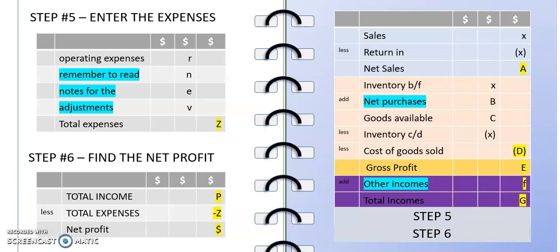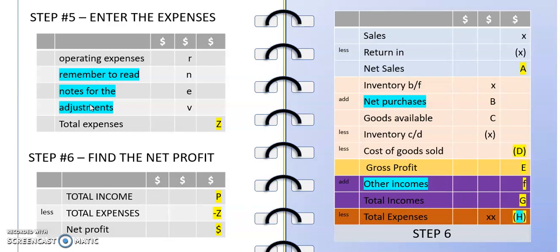Step number 4 is to add the other incomes onto the gross profit to get your total income. At this point, I would like to say that most of the time the question does not have step 4. If it doesn't have step 4, that's not a problem. You just bypass step 4 and go to step 5, where step 5 says enter all the expenses. You can enter all the expenses, and then you're going to get the total. And again, remember to read the notes and make the adjustments to those expenses.